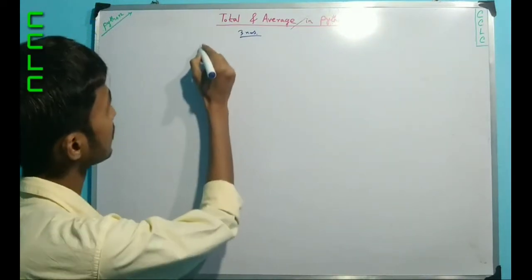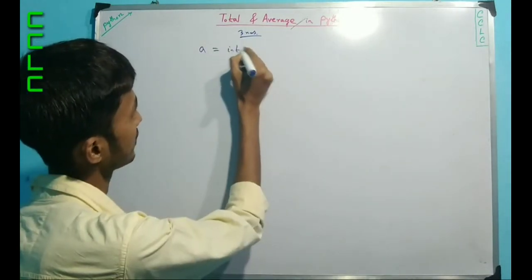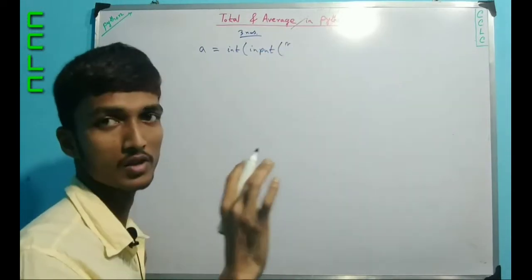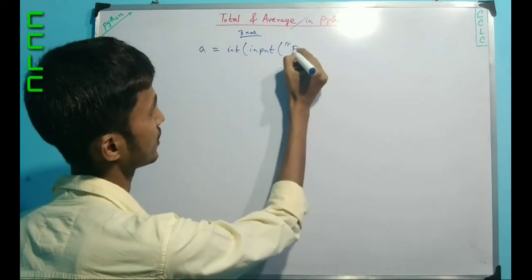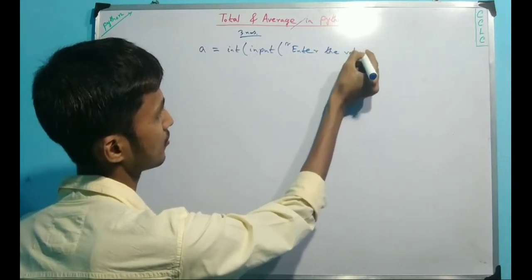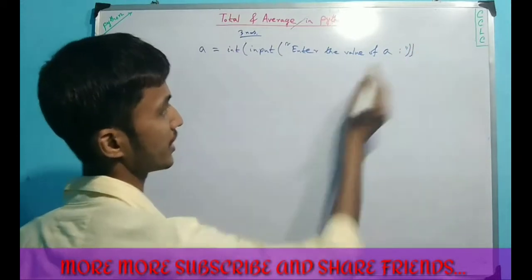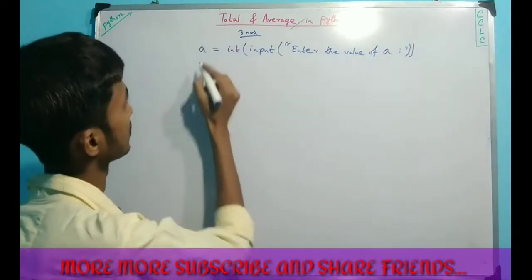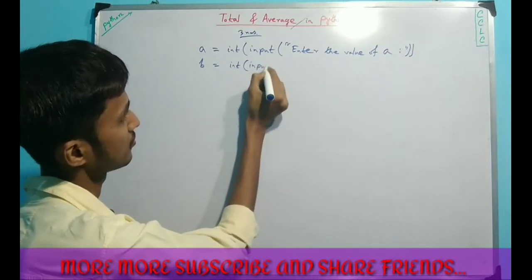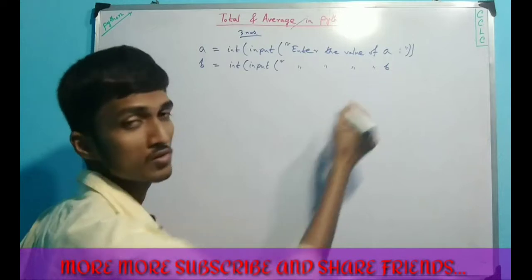So first code is a equal, a is integer type input, double quote, enter the value of a. Next b equal integer type input, enter the value of b.